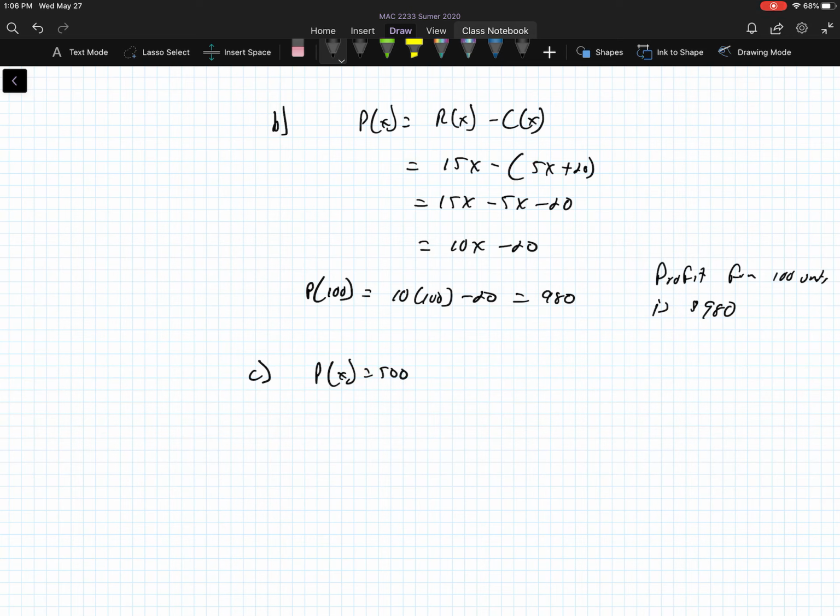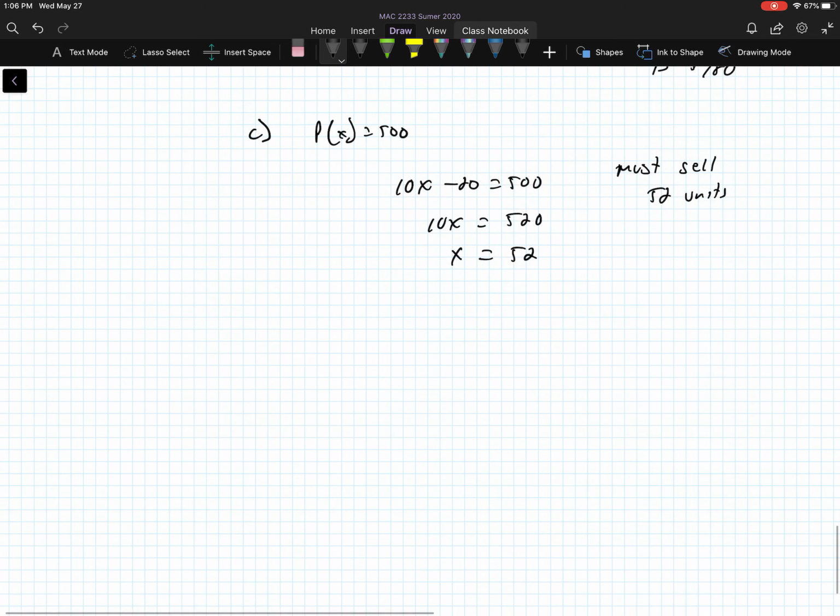So the next thing for C here is asking us when P of x, in other words, when the profit is equal to $500, what do we get, right? And so we're going to do 10x minus 20 is equal to 500. 10x is equal to 520. And we divide both sides, we get x is equal to 52. So for a profit of $500, you must sell 52 units. All right. That is 33.